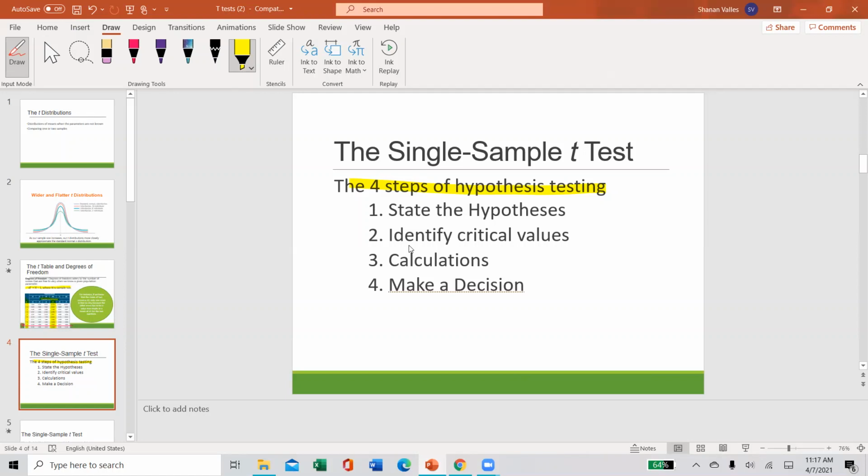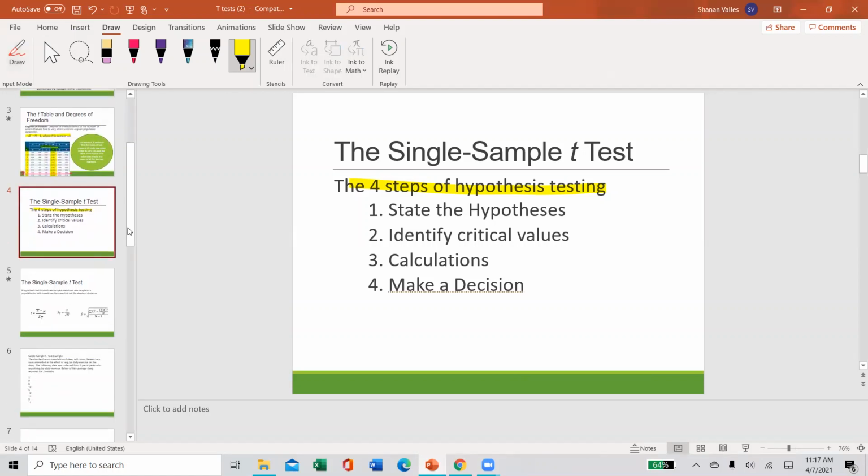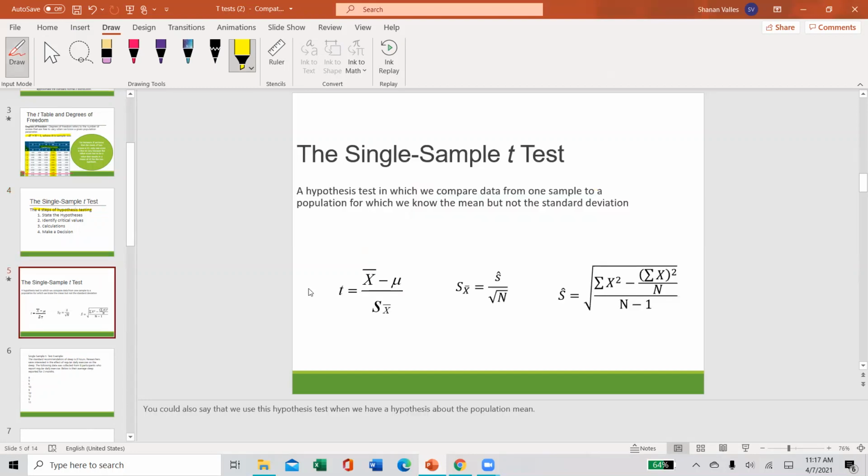Okay, so this is how we determine whether we have statistical significance in whatever it is that we are researching. I will show you all of these steps. These are what we're going to be working out. Everybody take a deep breath. Here come our formulas.